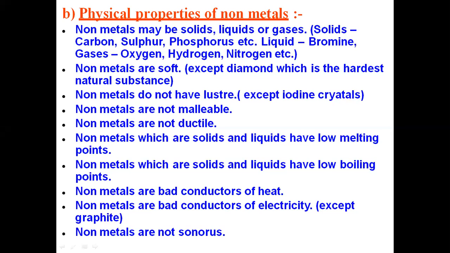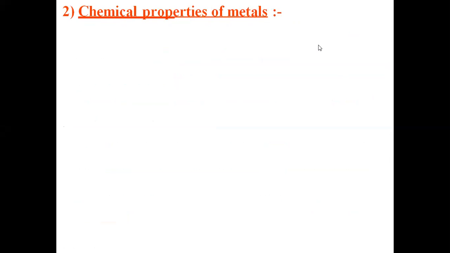Okay. So next we have to study some of the chemical properties of the metals. So what are all the chemical properties we have? First, we study the chemical properties of the metal. When we study the chemical properties, the first chemical property is the reaction of metal with oxygen. So the first reaction is, how do metals react with oxygen?